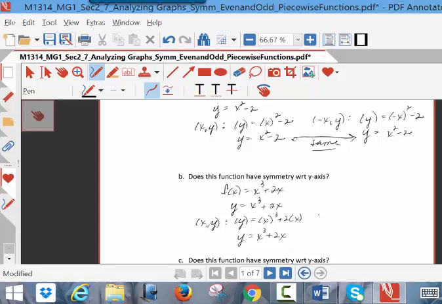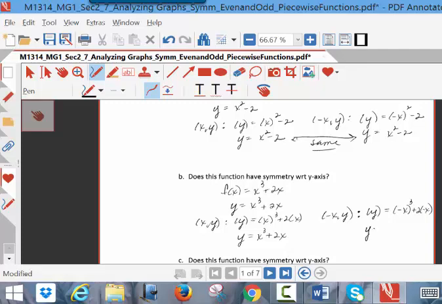But if I plug in the other point, which is the negative x, y, the point on the other side of the y-axis, then this would say y replaced by y, but x replaced by negative x. And clean this up and see what happens.